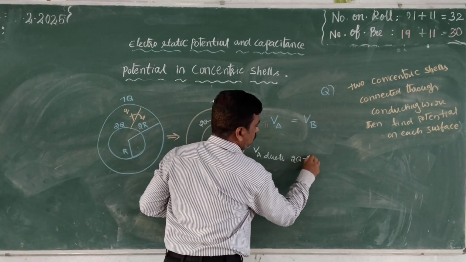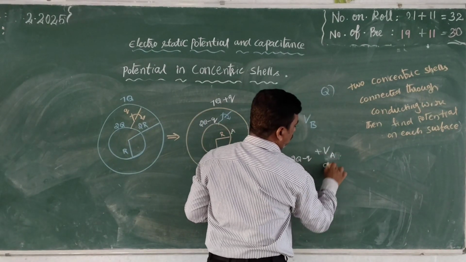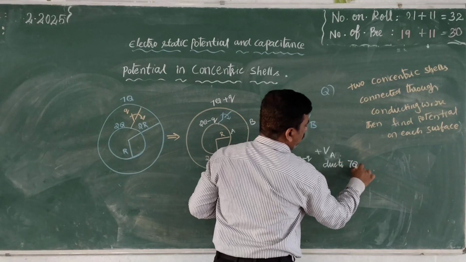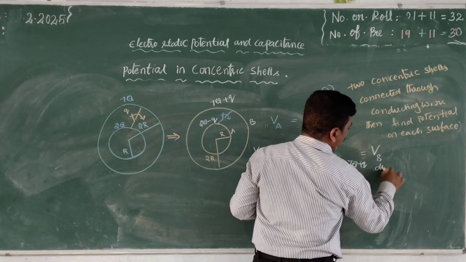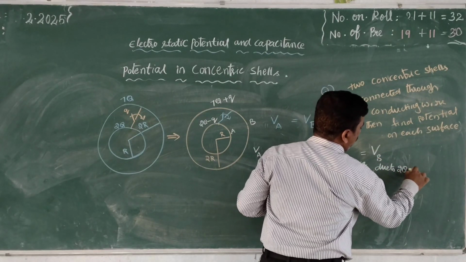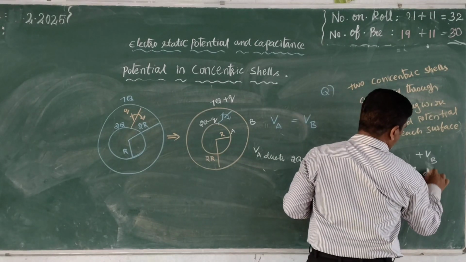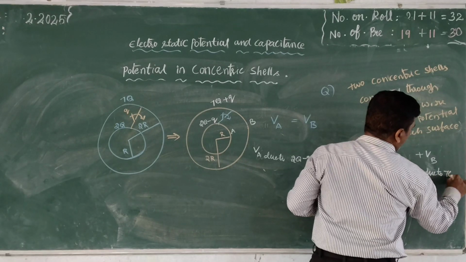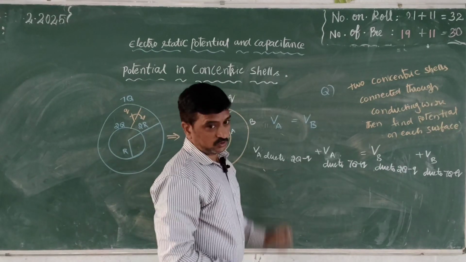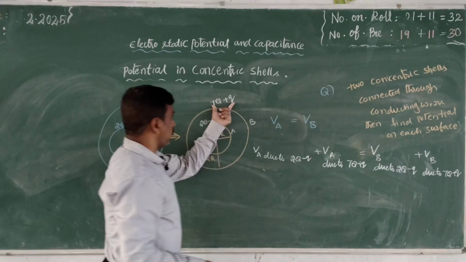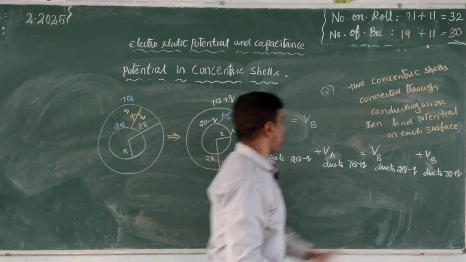Potential on A due to (2q − q), and potential on A due to (7q + q), is equal to potential on B due to (2q − q) and potential on B due to (7q + q). Yes? See, potential on A due to (2q − q), potential on A due to (7q + q), potential on B due to (2q − q), potential on B due to (7q + q).